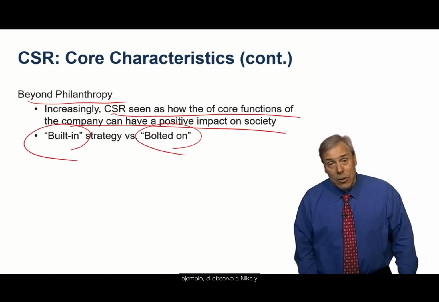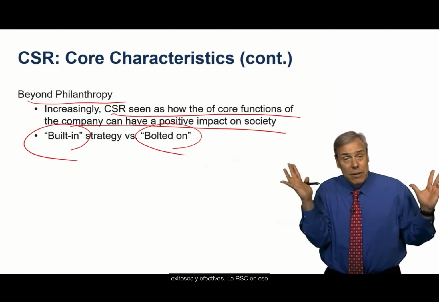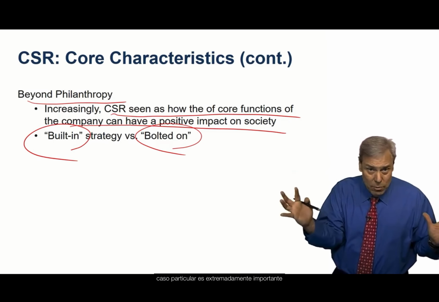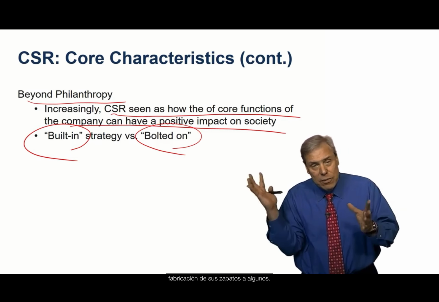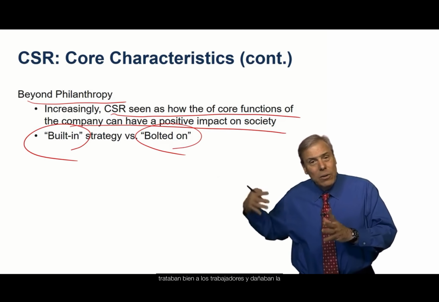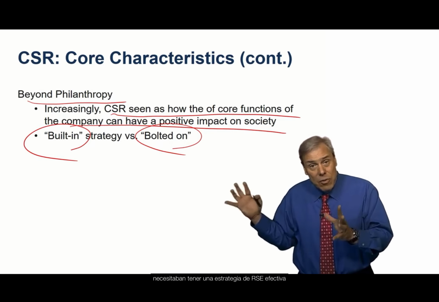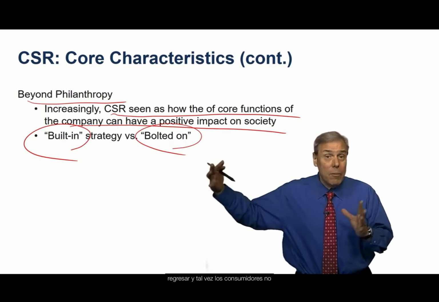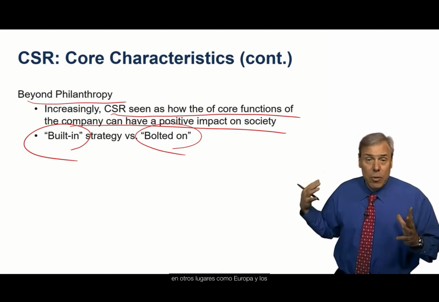For example, if you're looking at Nike in China and deciding, will they be successful and effective? CSR in that particular case is extremely important because Nike had some problems where they were outsourcing the manufacturing of their shoes to some companies that were not treating the workers well, and it hurt Nike's image. And so Nike realized they needed to have an effective CSR strategy in China. Otherwise, eventually it could come back and maybe consumers wouldn't want to buy their shoes. And it could even come back and hurt them in other places like Europe and the United States as well.